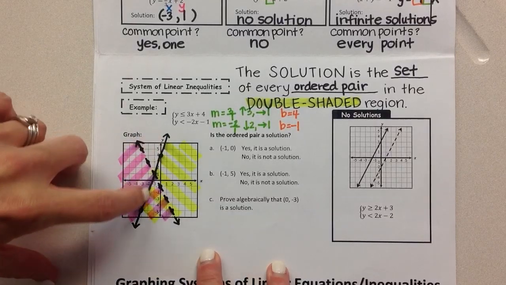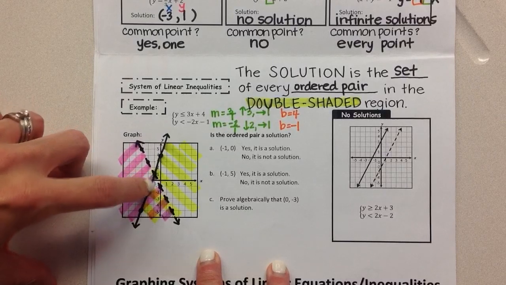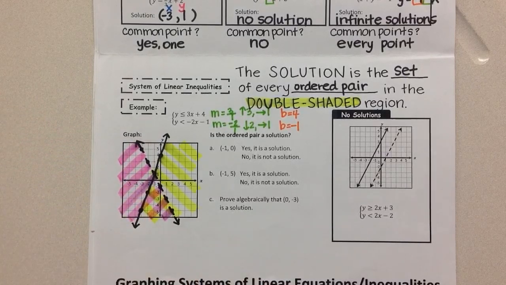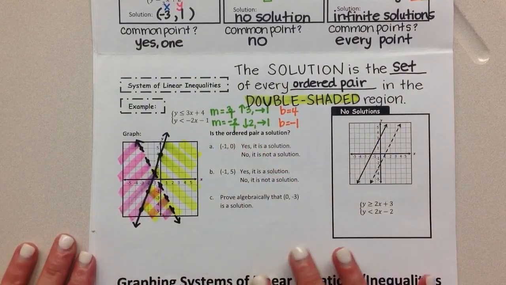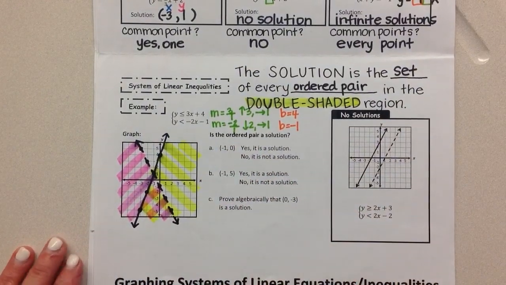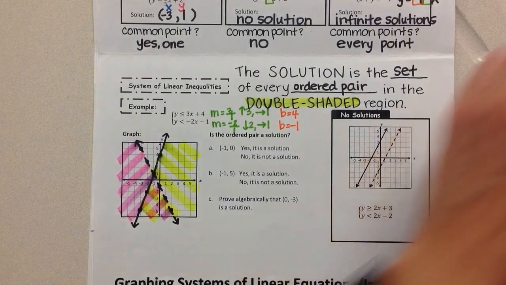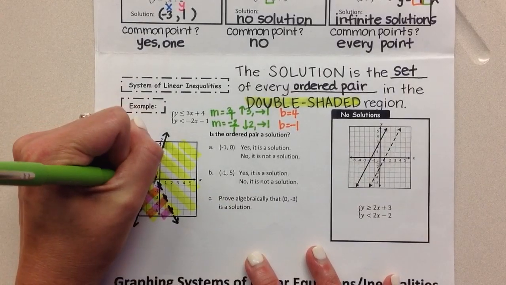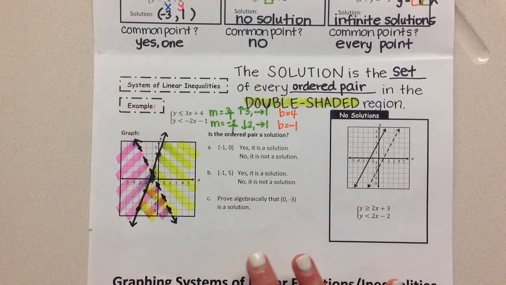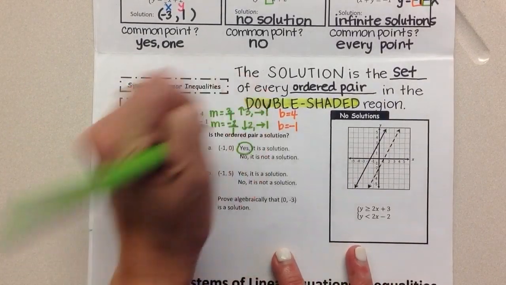Now, any point on the solid line from here down is also going to be part of the solution, because remember, being on a solid line counts as part of the shaded area. So now we are going to graph and see if these ordered pairs fall in the double shaded region. I'm going to plot, using a pink one to see if it shows up, negative 1, 0. And that falls in the double shaded region, so yes, it is a solution.